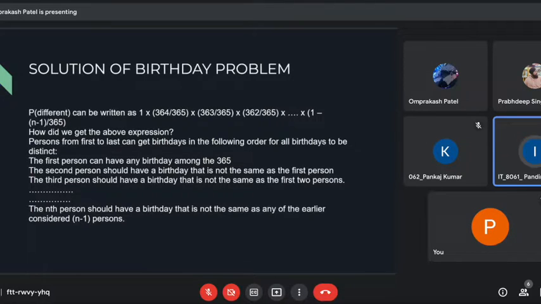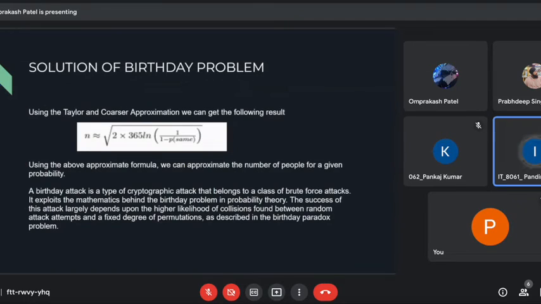If we use approximations and Taylor series, then we get the following formula: n is equal to square root of 2 into 365 logarithm of 1 by 1 minus p same. If we find out p different, then we can also find out p same.